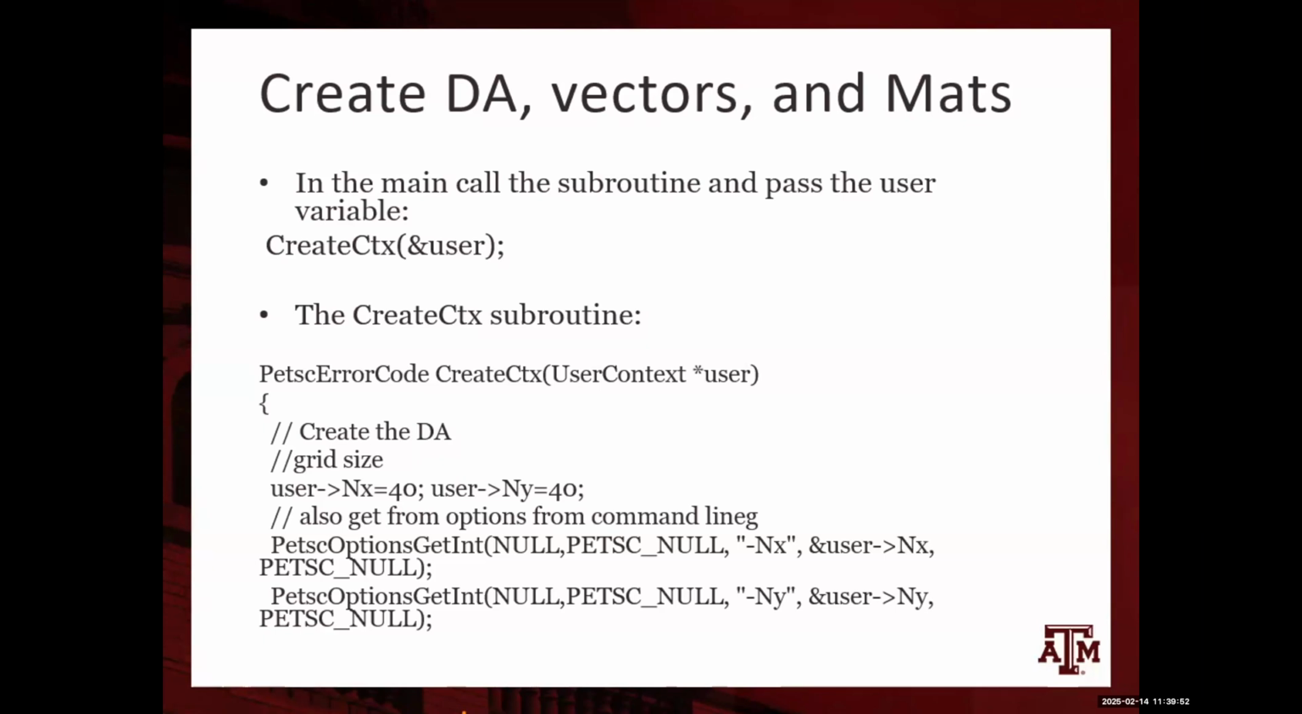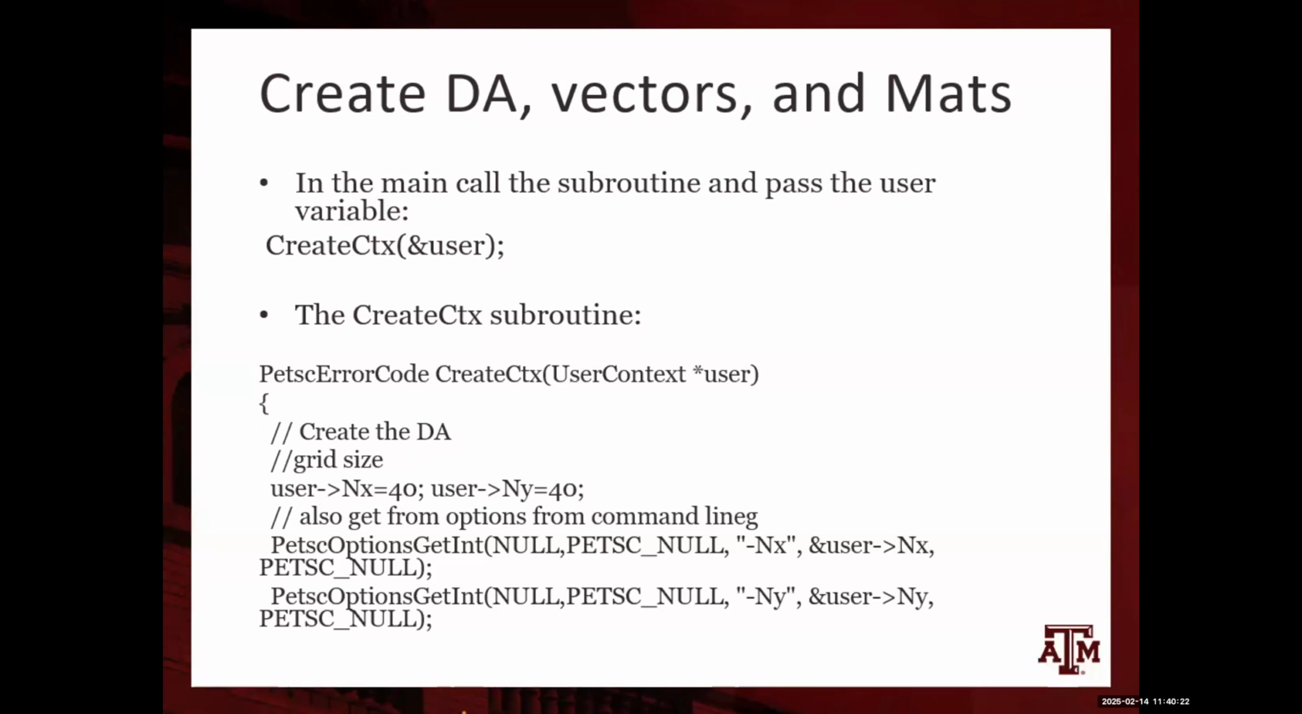subroutine. PETSc error code is just whatever that subroutine is going to do, and then do the create context and pass your user that we had defined into here. Okay, so user is the variable for your user context, the data structure that we had created before. That's all the data that we're going to pass. So copy and paste here.